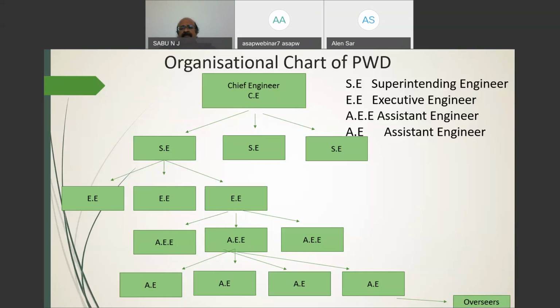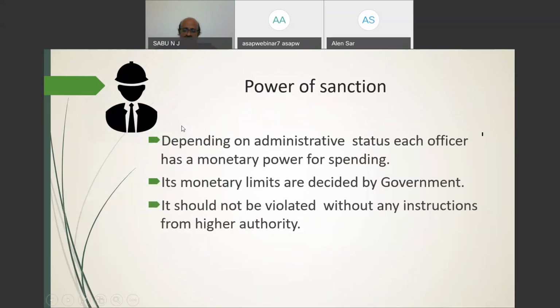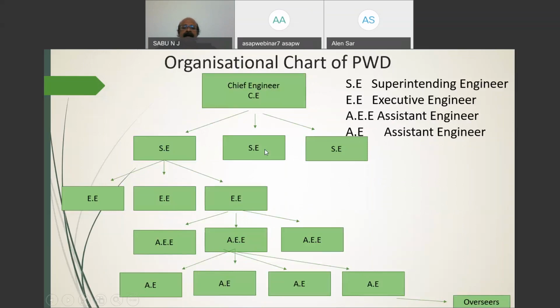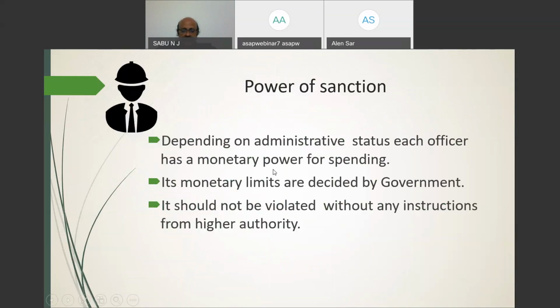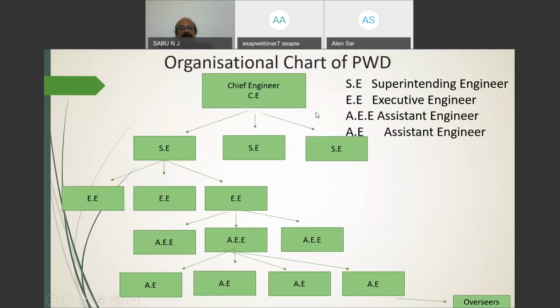interested in performing a particular type of function. Some chief engineers are interested in carrying out particular large projects. These are the general organization charts of the PWD. From this chart, you can understand. Here, sorry, this is the head or administrative head, the chief engineer. He is the administrative and the technical head of the entire department.